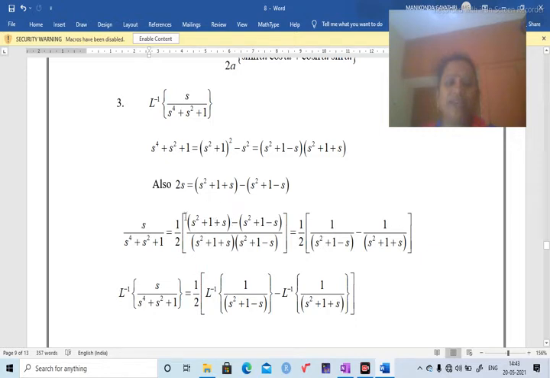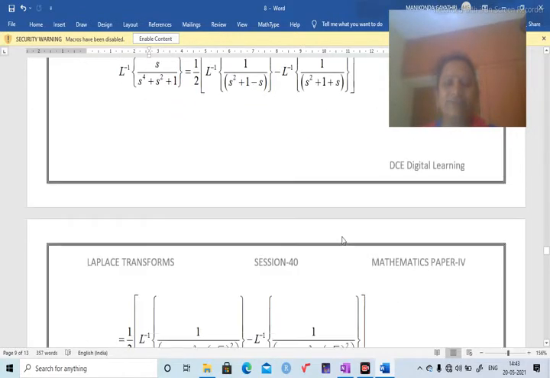So again by using the first question, it is also the same as the first question. Observe, this term and this term get cancelled. You are going to get this term. Here also this term and this term get cancelled. You are going to get this term. So 1 by 2 as it is. Now I am going to apply L inverse for each term separately.